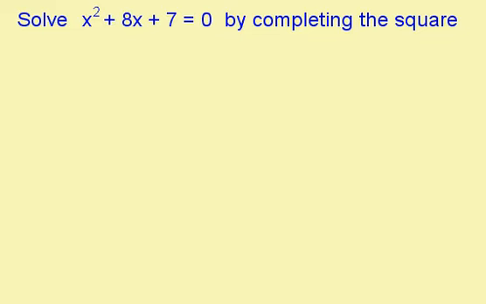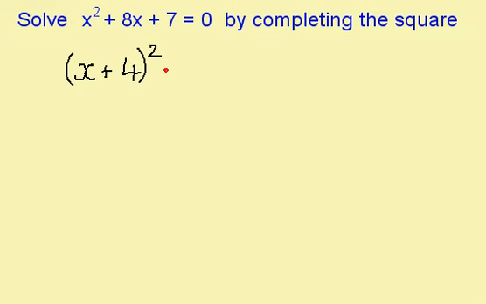When you're asked to complete the square, the first thing you need to do is halve the coefficient of x. In this equation, the coefficient of x is 8. Half of this is 4. This tells us the number that goes inside our squared bracket with x. So we have (x + 4)².